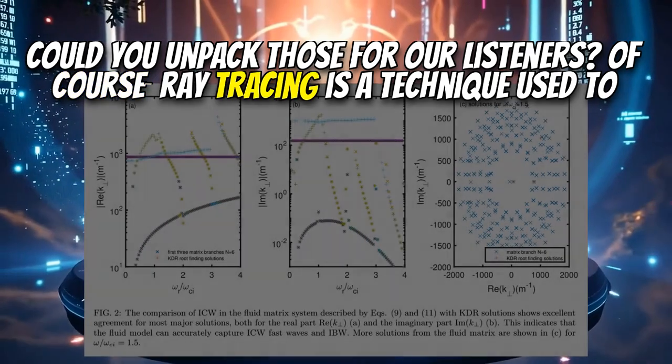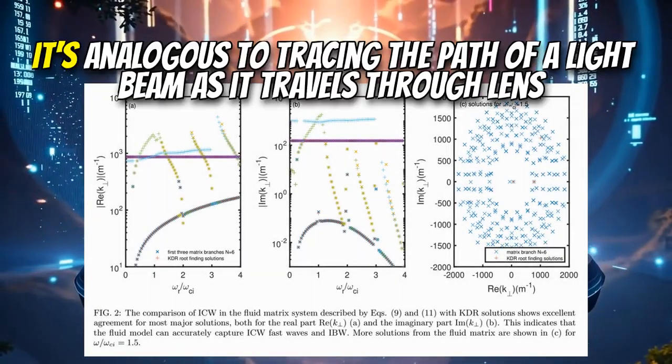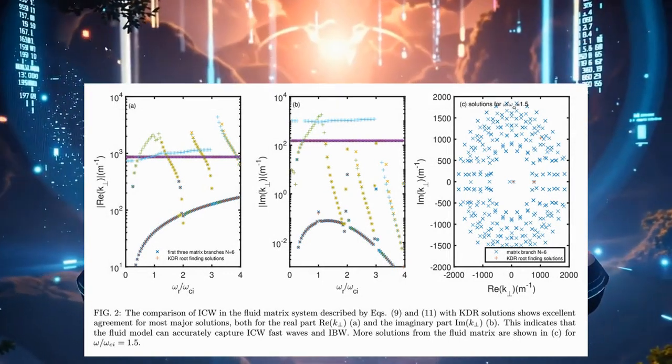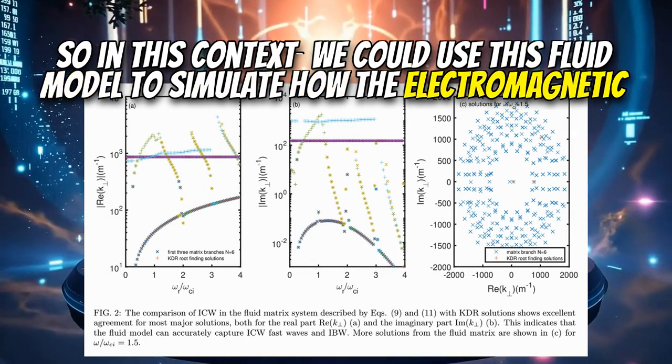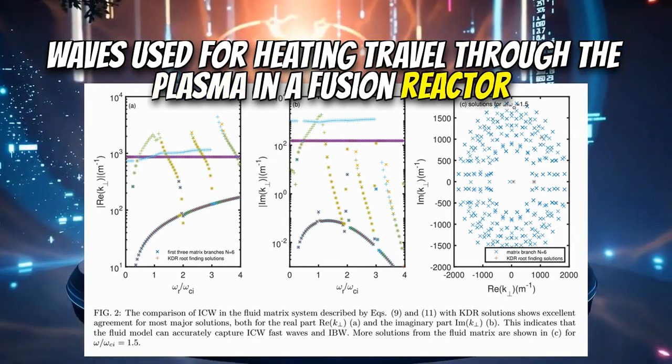Of course. Ray tracing is a technique used to study how waves propagate through a medium. It's analogous to tracing the path of a light beam as it travels through a lens. So in this context, we could use this fluid model to simulate how the electromagnetic waves used for heating travel through the plasma in a fusion reactor.